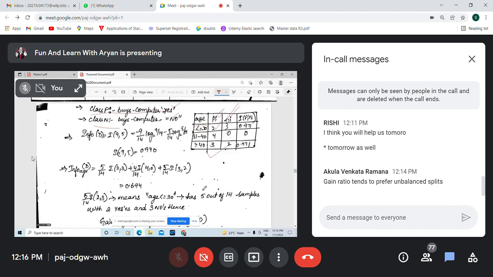Same thing, you calculate your information, the total overall information. Overall, how do you calculate? What is this 9, 5? 9 is the number of positive and 5 is the number of negative.